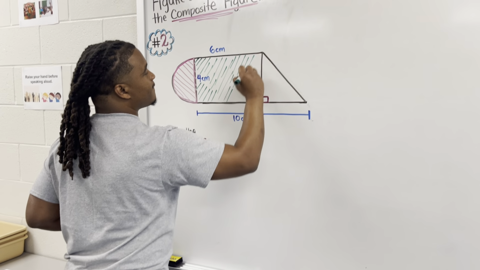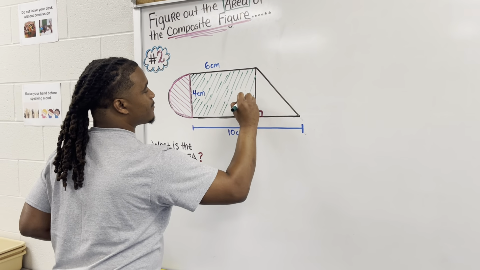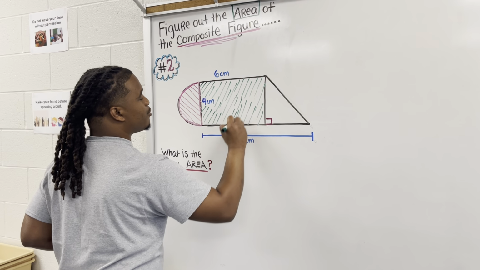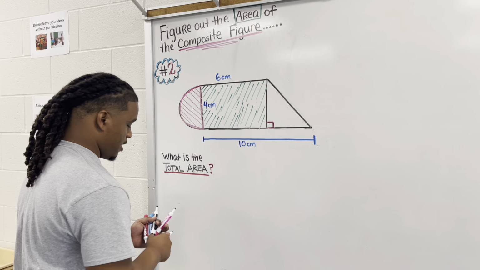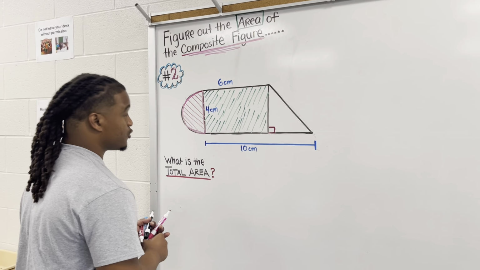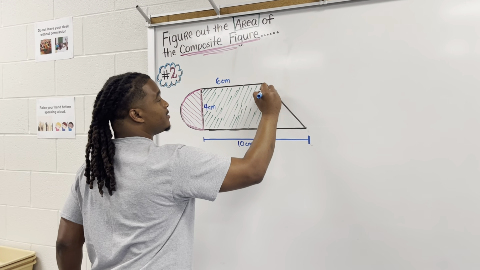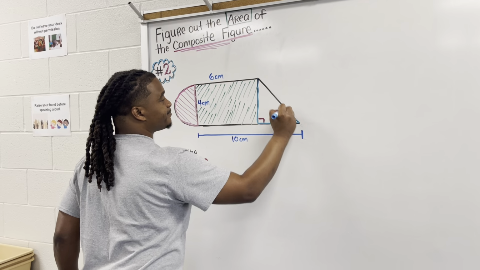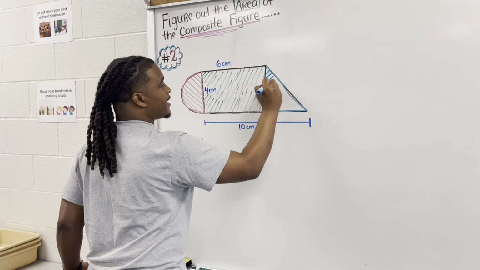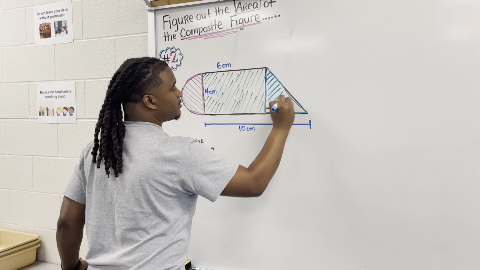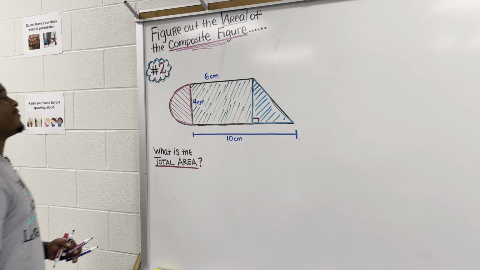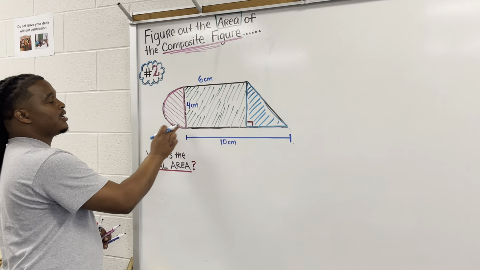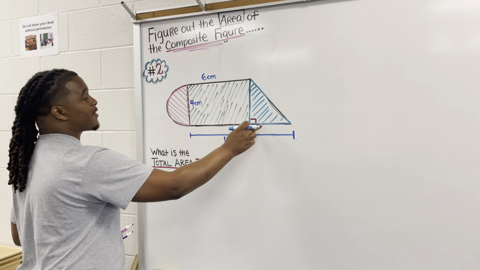Just to identify. So my rectangle is green, the rectangular portion of this composite figure. And then of course the last portion is the triangle. So I'm going to highlight it sky blue, the right triangle. So as we can clearly see, we have a semicircle or half circle, a rectangle, and a triangle.